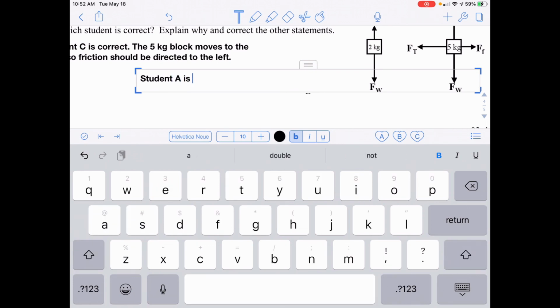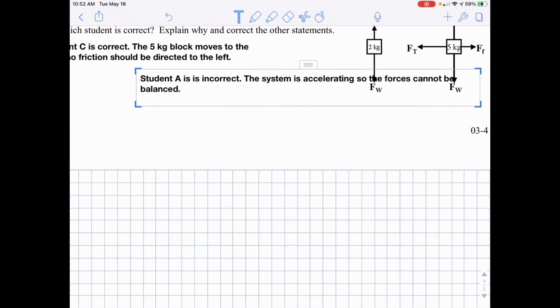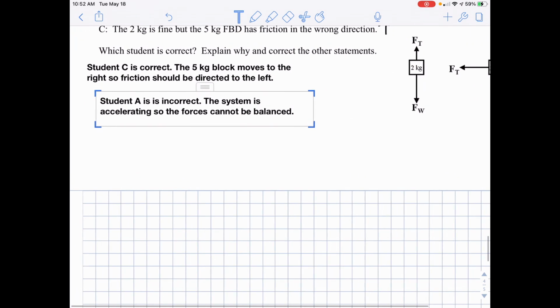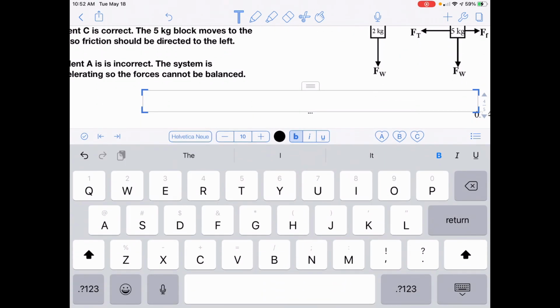Student A is incorrect. The system is accelerating, so the forces cannot be balanced.